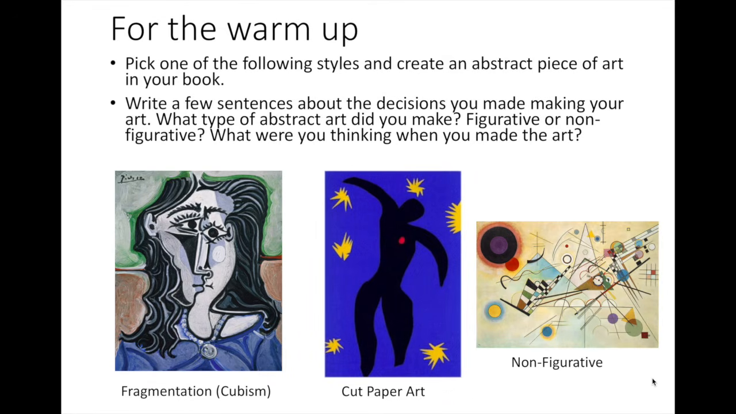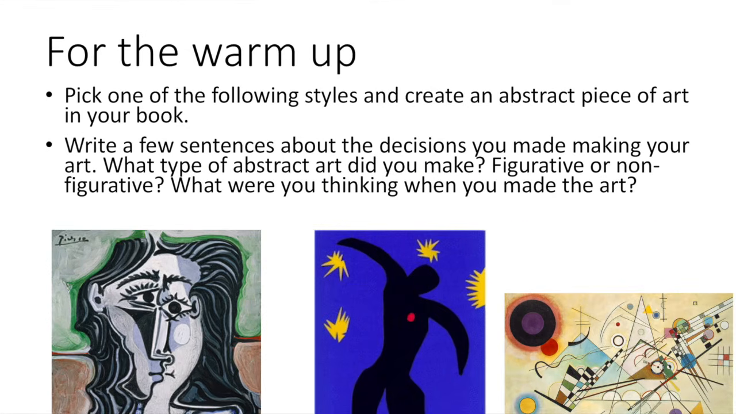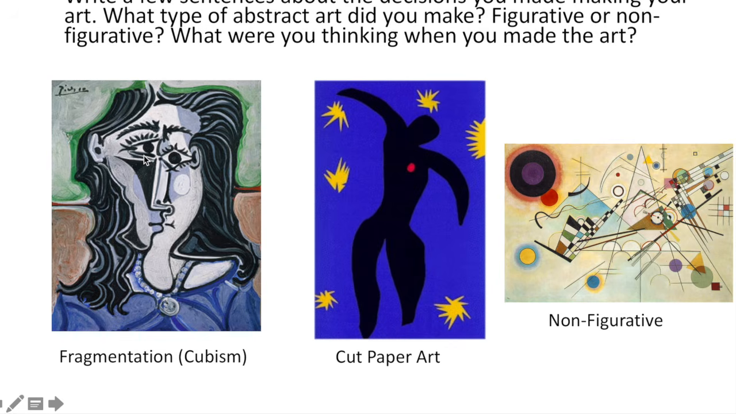All right, so for your assignment today, you're going to pick one of the following styles and create an abstract piece of art in your book. You're going to write a few sentences about the decisions you made making your piece of art. What type of abstract art did you make? Figurative or non-figurative? What were you thinking when you made the art? So you have a couple of options. You can do cubism, like Picasso style. You could do cut paper, or you could do purely non-figurative.